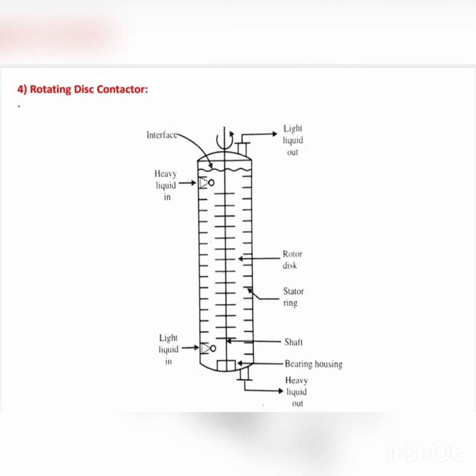Rotating disc contactor. Rotating disc contactor is a mechanically agitated counter-current extractor where agitation is brought about with the help of rotating discs. It consists of a cylindrical column that is divided into a number of compartments formed by a series of stator rings. Each compartment contains centrally located horizontal rotor discs that create a high degree of turbulence inside the column.